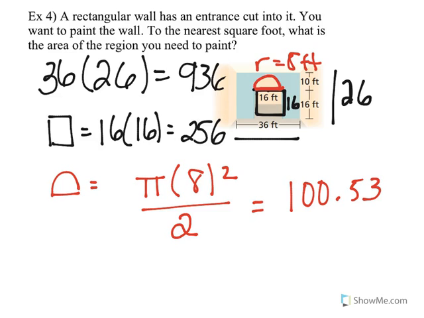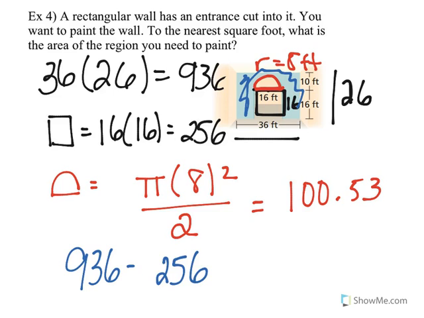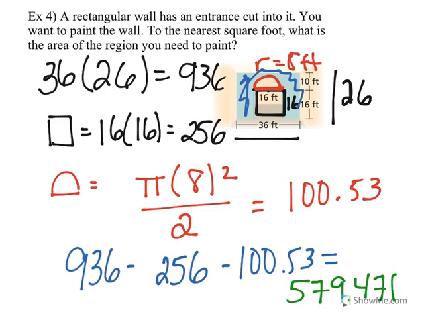So how do I finish that? What is the area of the region you need to paint? So this area all in blue. We're going to take our total area of 936, subtract off our square doorway, 256, subtract off our semicircle, 100.53, and our total area is just going to be 579.47 feet. It's area, so it'll be feet squared.